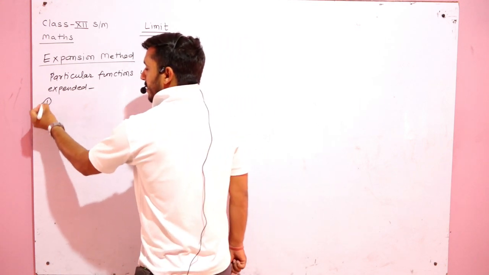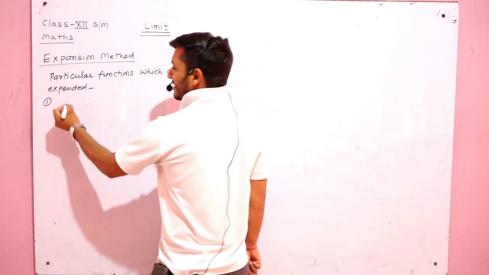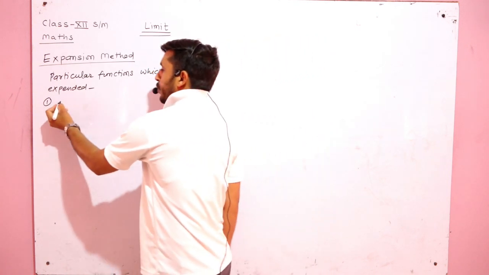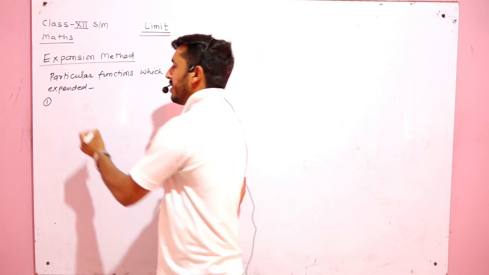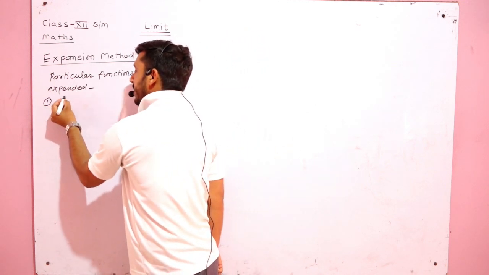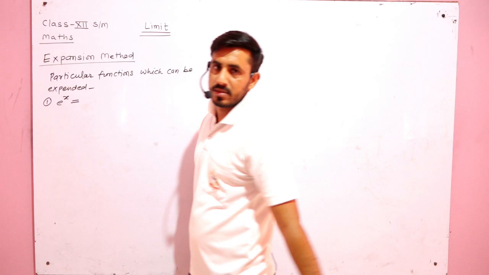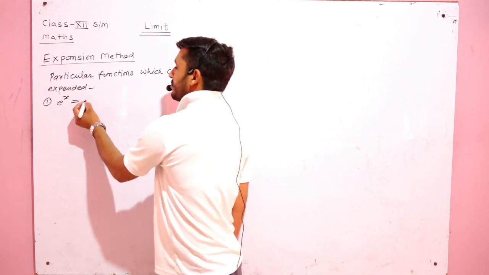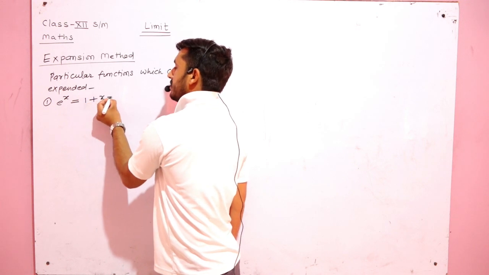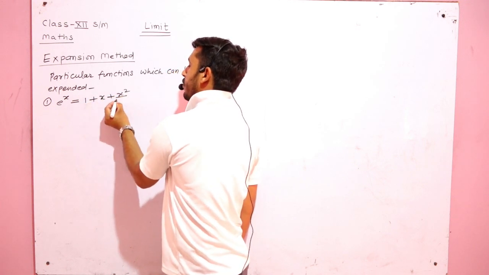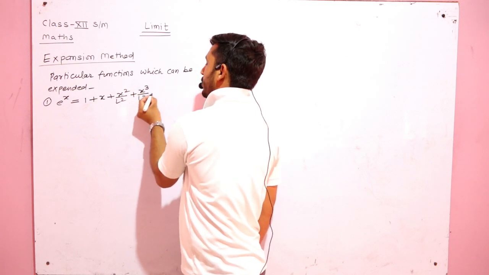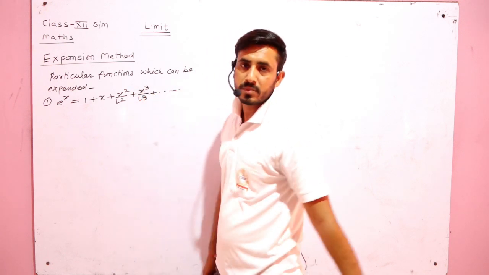The first function I am talking about is the exponential function. An exponential function we can write as e to power x, and its expansion is given as 1 plus x plus x square upon factorial 2 plus x to power 3 upon factorial 3 plus and so on.